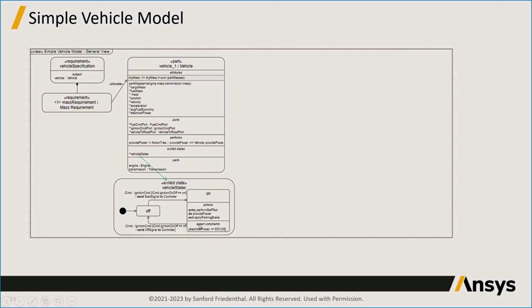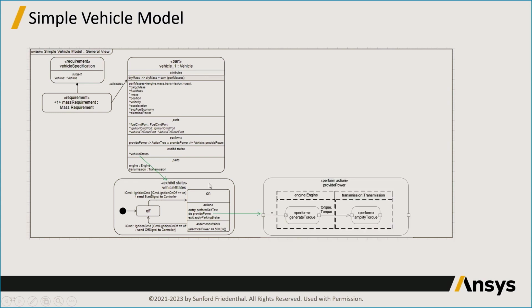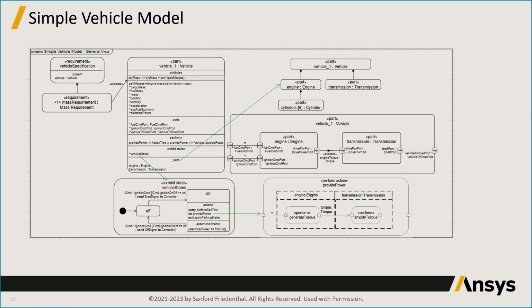And the model I mentioned has a do behavior called provide power. And in this case, although I didn't show it previously, here's the provide power. This is an action flow view of provide power showing the engine generating torque and the transmission amplifying torque. Obviously, there would be other parts of the vehicle that would be performing other actions. And you saw the decomposition view of the vehicle into its parts. Again, here's the engine, transmission, and the 6 cylinders. And the interconnection view showing the engine connected to the transmission.